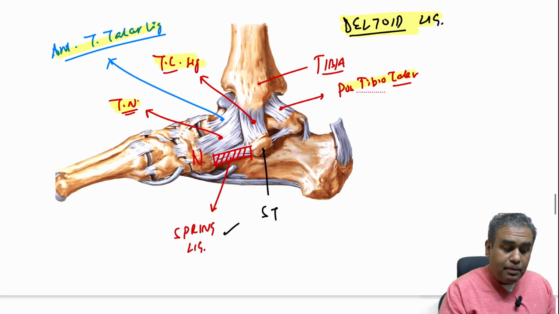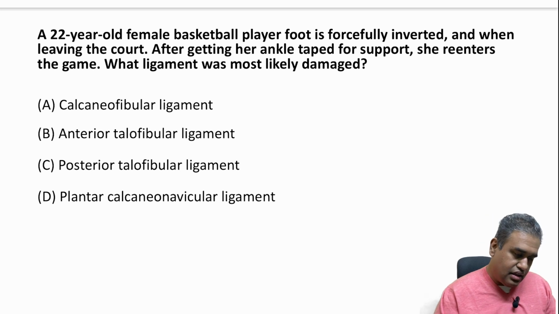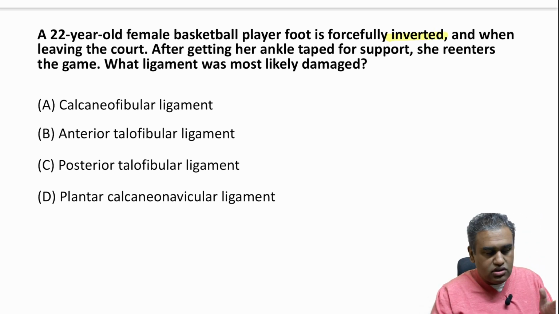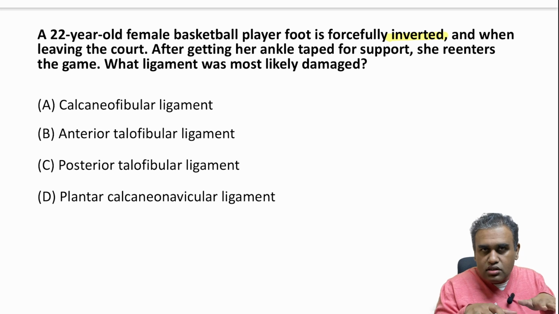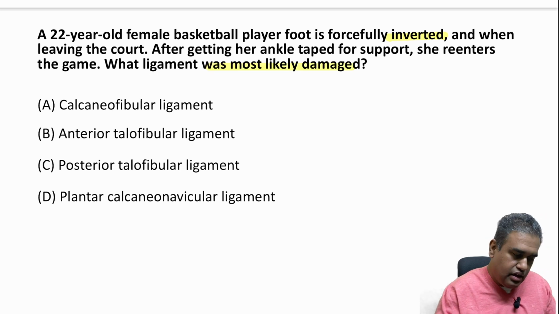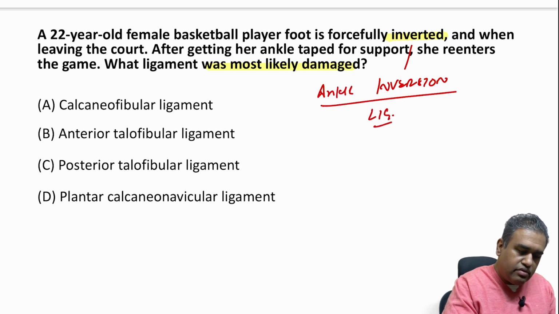So do identify the ligaments as well. They are important because ankle sprain is quite common. The next question asks, a 22-year-old female basketball player's foot is forcefully inverted. Inversion is this movement. The sole of the foot is facing medially. If suppose these are the two feet, this is inversion of both feet. And when leaving the court, after getting her ankle taped for support, she re-enters the game. Which ligament was most likely damaged? They are actually directly asking, in case of inversion injury, ankle inversion, which is the most common ligament that will be damaged?